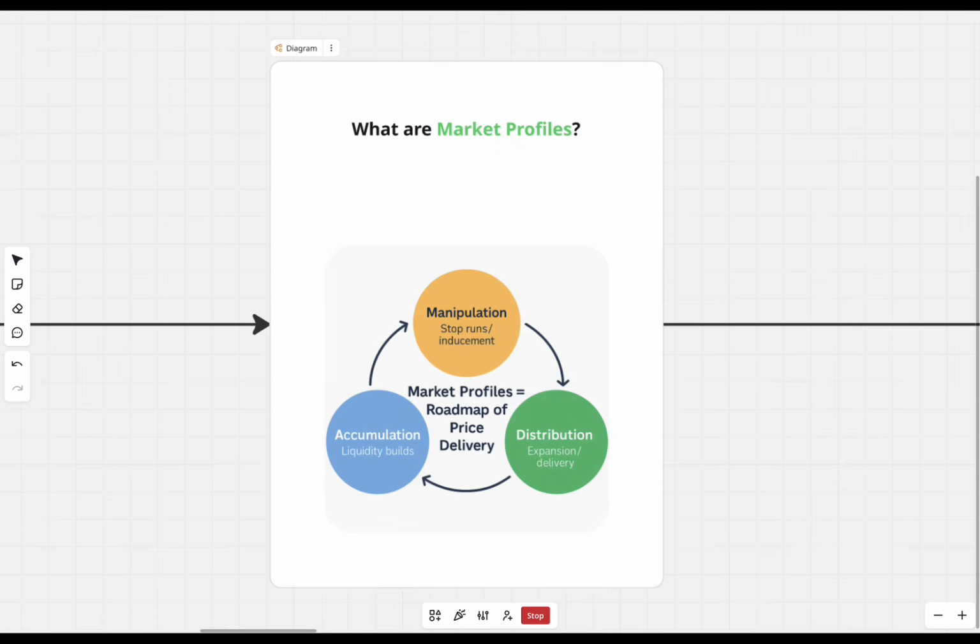Price doesn't move randomly. It follows a cyclical sequence: accumulation, manipulation, and distribution. Each part of that cycle is a profile, a snapshot of where the market is in its delivery process. First, it is accumulation, where liquidity gets built. Secondly, we have manipulation, when stops are run and we position for the real move. And finally, we have distribution, the expansion phase we aim to trade.